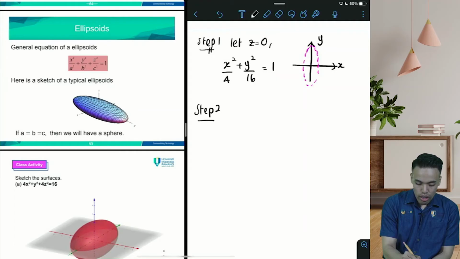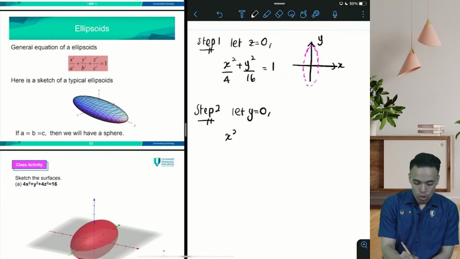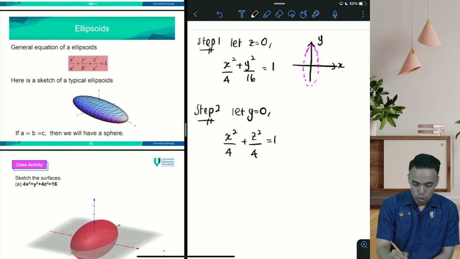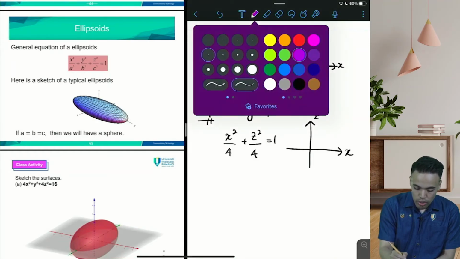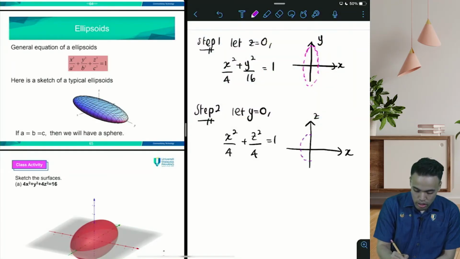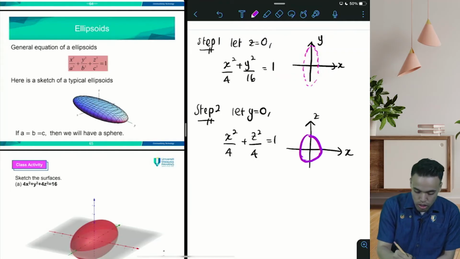Let's continue with step number 2. You have to let y is equal to 0. By letting y is equal to 0, x squared over 4 plus z squared over 4 is equal to 1. So in this particular expression, we sketch it on a two-dimensional coordinate system that involves z versus x. I will end up getting a circle for this particular question.